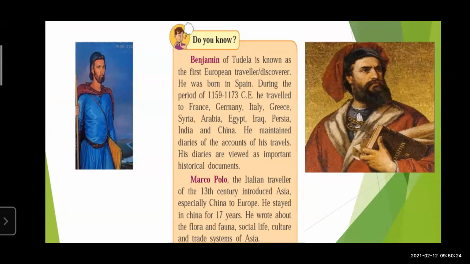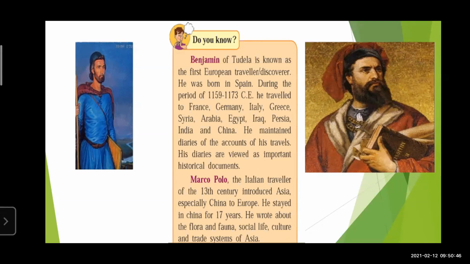Then we have a few other travelers in our past history. The first one we have here is Benjamin of Tudela. Tudela is a city in northern Spain. Okay, and he is known as the first European traveler or discoverer. He was born in Spain. Okay, you can see his picture on the left hand side.